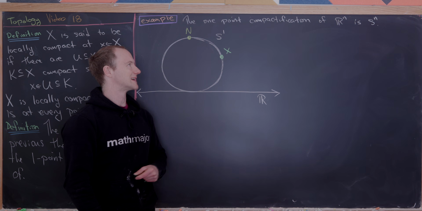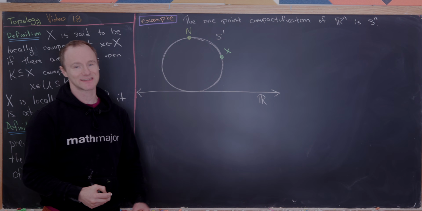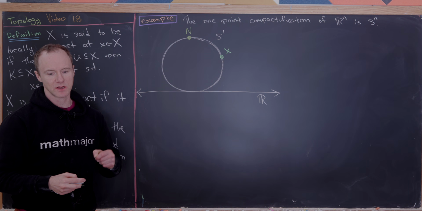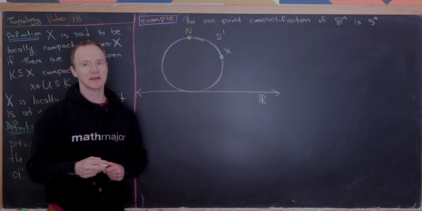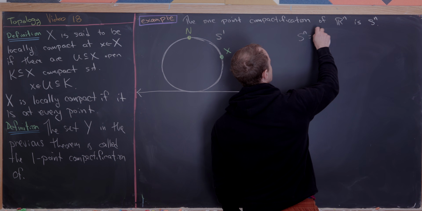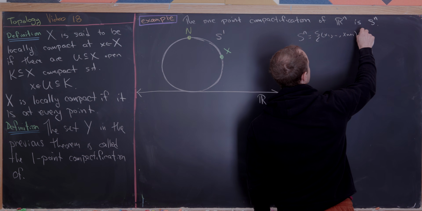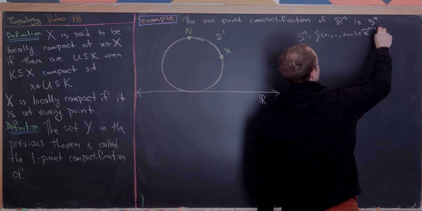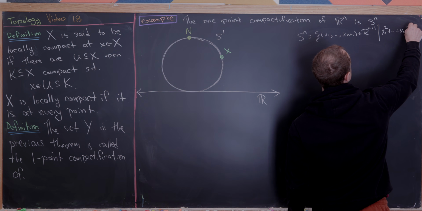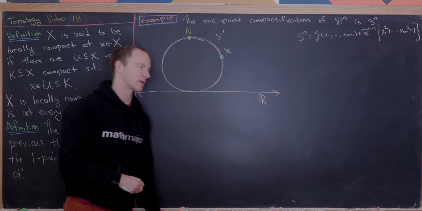All right, so here's a classic example. The one-point compactification of Rn is Sn. So what do I mean by Sn? I mean the n-dimensional sphere, so that naturally lives in Rn+1. In fact, we could say that Sn is equal to the set of (x1, ..., xn+1) inside of Rn+1 such that x1 squared added all the way up to xn+1 squared is equal to 1. That's like the unit n+1 sphere.